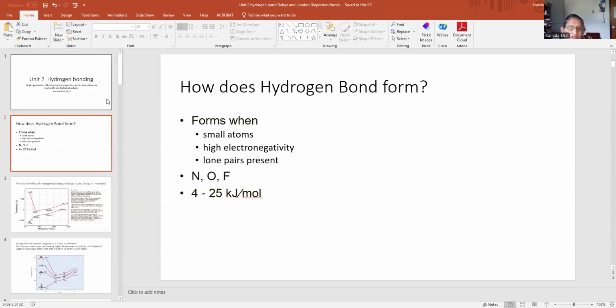So the question comes, again, this part is a repetition from the ending of the first unit as a recap. How does a hydrogen bond form? It forms when small atoms with high electronegativity have lone pair electrons present. Such types of atoms are nitrogen, oxygen, and fluorine. And one of the atoms in the bond, of course, as the name suggests, is hydrogen. The strength of the bond ranges between 4 to 25 kilojoules per mole.